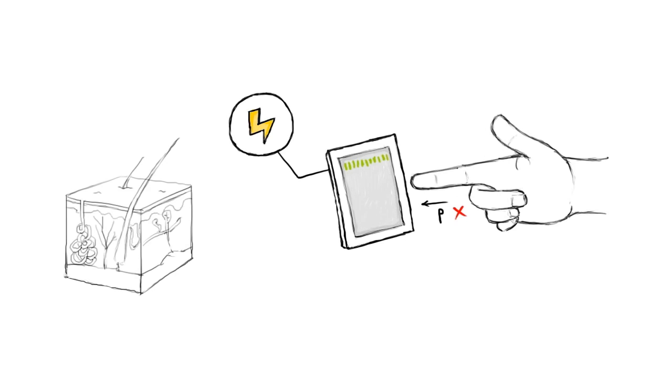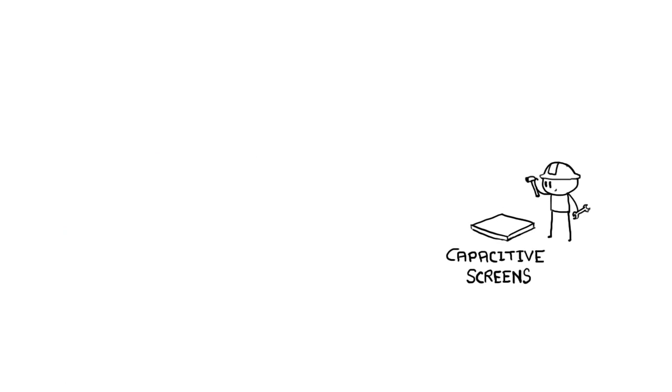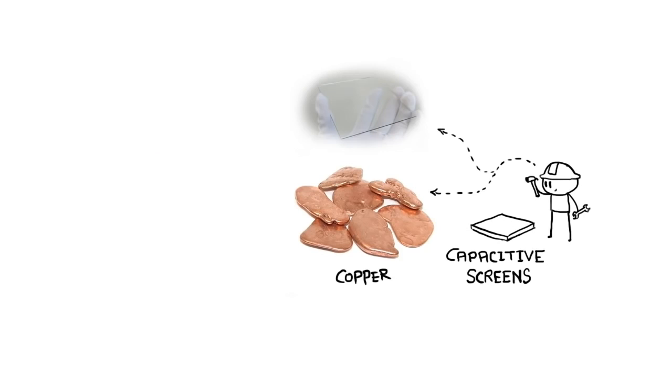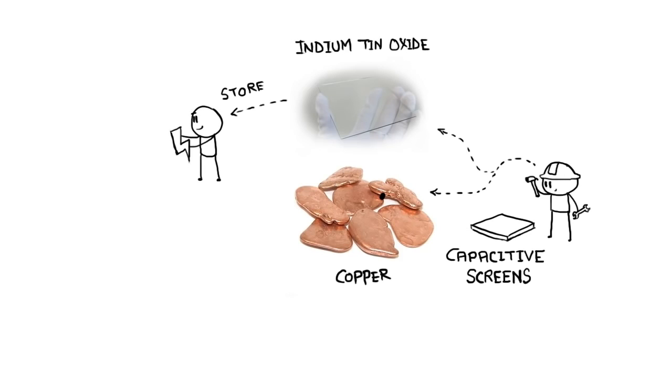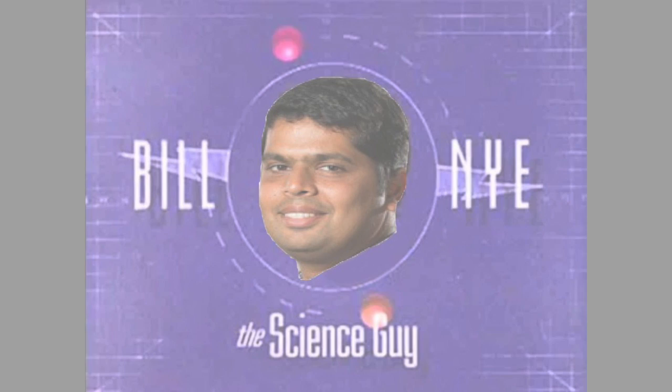Capacitive screens do not use the pressure of your finger to create change in the flow of electricity. Instead, they work with anything that holds an electric charge, including human skin. Capacitive touchscreens are constructed using materials like copper or indium tin oxide that store electric charges in an electrostatic grid of tiny wires, each smaller than a human hair.